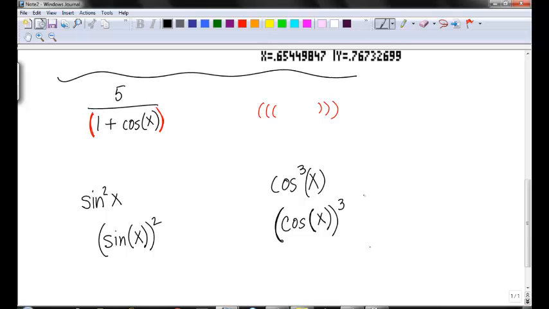On the homework, there's one exception. You're going to work with the left side all the way down. The one exception is number 26. That one you can work with the right side all the way down.